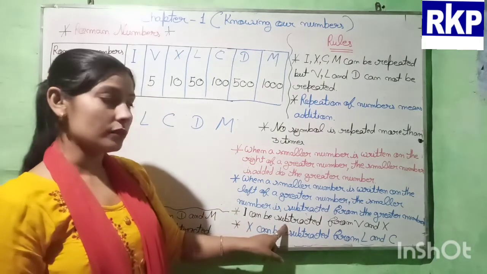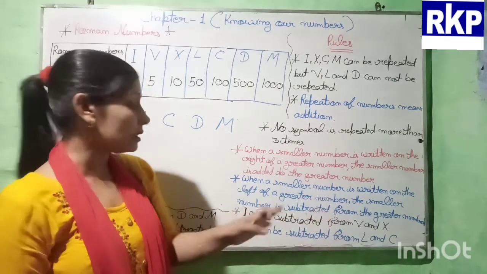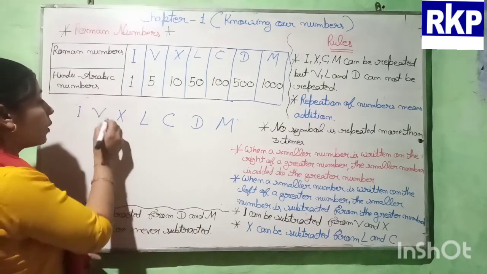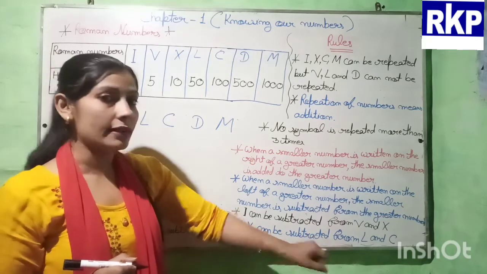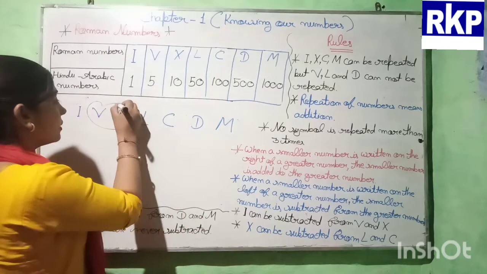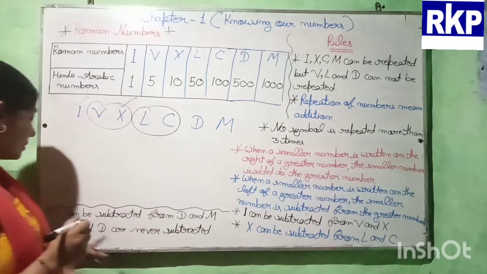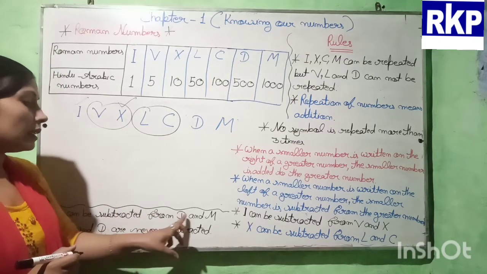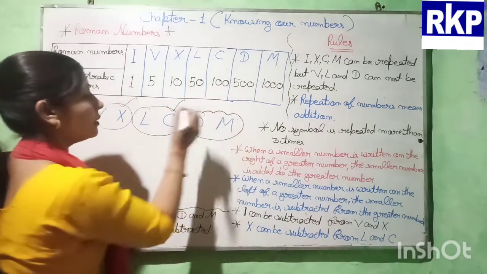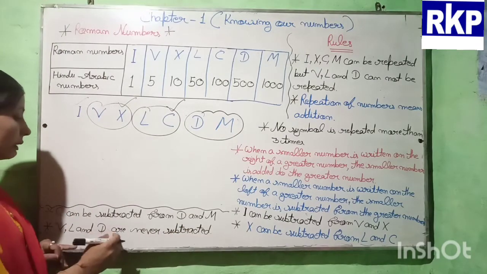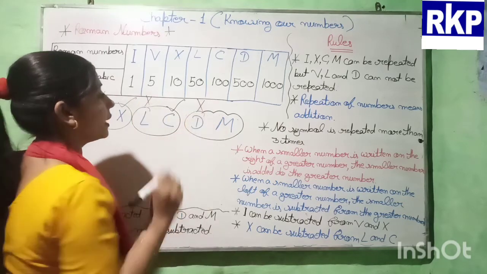I can be subtracted from V and X. Means we can subtract I from V and X. X can be subtracted from L and C. This X can be subtracted from L and C. Next is C can be subtracted from D and M. This C can be subtracted from D and M. And V, L and D are never subtracted.